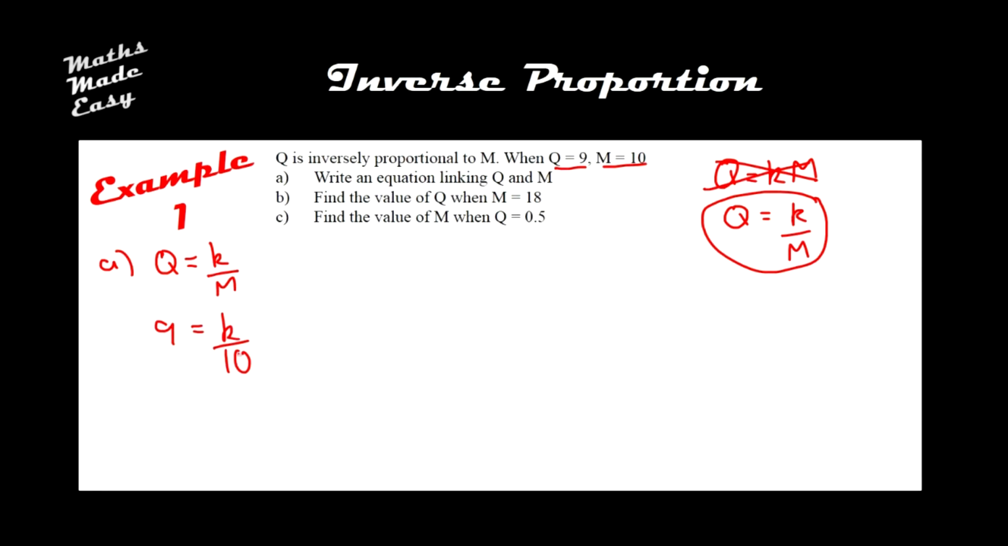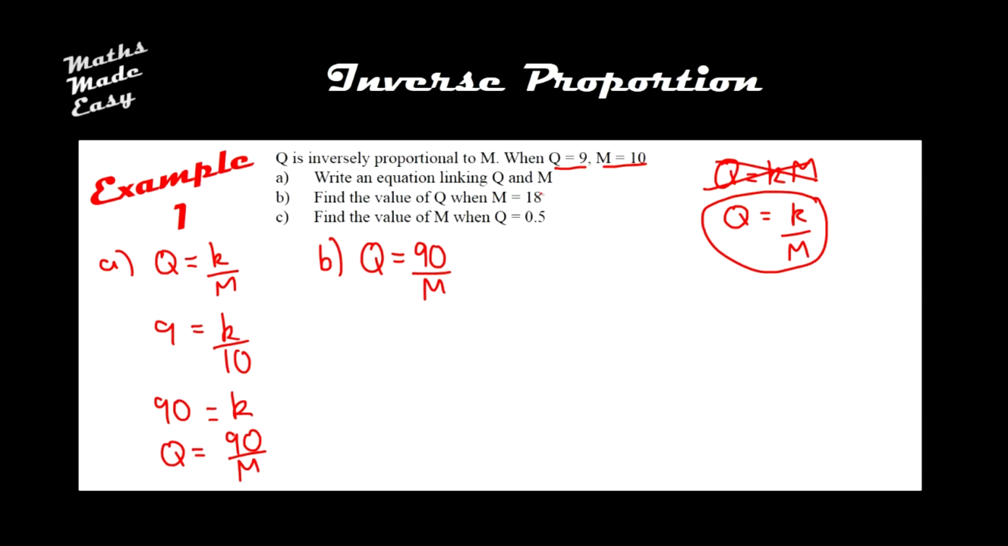And to solve this equation you multiply both sides by 10, so 9 times 10 is 90, and then K over 10 times 10 equals K. So K would equal 90, in which case our equation is Q equals 90, which I just found out, divide by M. Part B to this question, just like on direct proportion, the first thing you do is write down the formula. So Q is 90 over M.